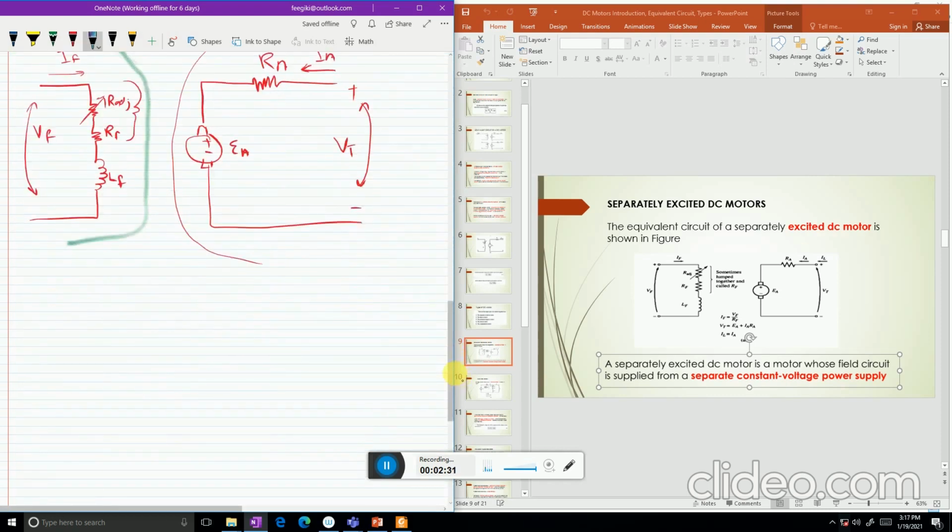So this IF is equal to this VF divided by RF, and this VT, this one voltage, is equal to EA plus the voltage drop IA RA. And the last one, the line current, the terminal current, is equal to the armature current.